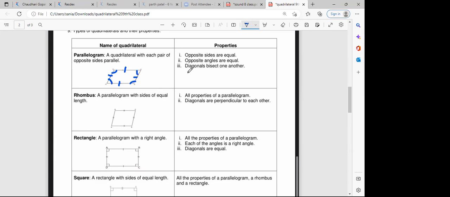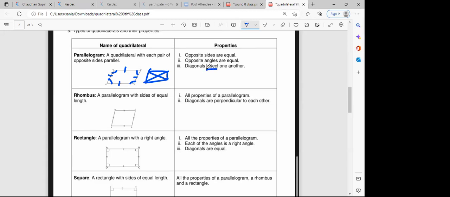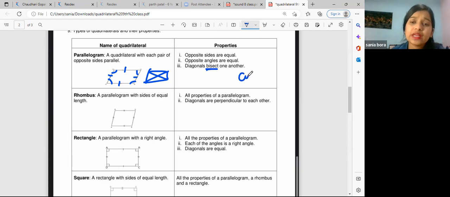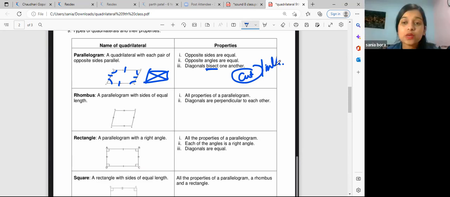Plus the diagonals, you already know what diagonals are. The diagonals bisect each other, like they cut each other. Now here the word bisect comes, right? Why are you not writing cut each other or intersect each other? Let's see the reason. Bisect is basically dividing into two equal parts.